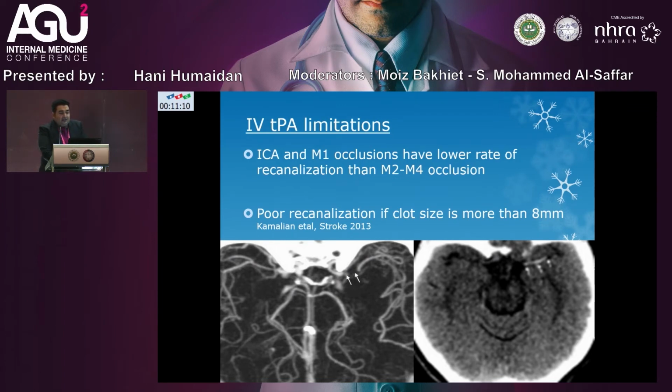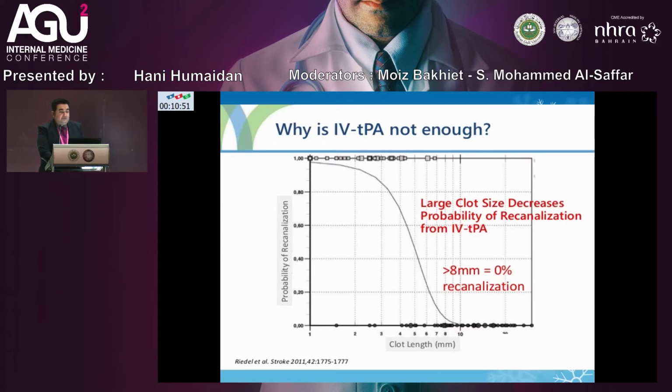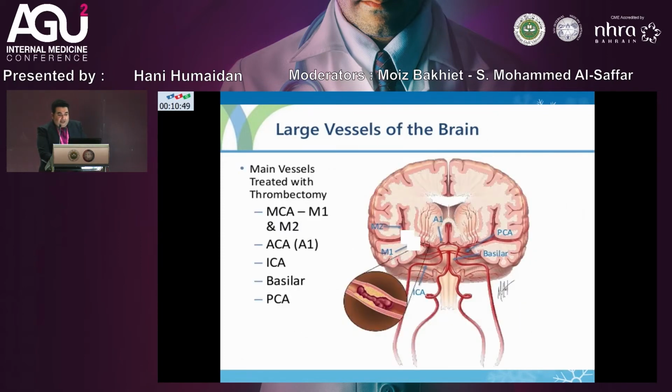Like we said, ICA and M1 occlusions have a lower rate of recanalization than M2 or M4, as well as the clot size. The magic number here is 8 millimeters. If it's more than 8 millimeters, it's very unlikely that it will recover with IV therapy alone, and they need mechanical thrombectomy. Again, it's shown in this slide. These are the large vessels, just to demonstrate: MCA, M1, M2, ACA, ICA, basilar, and the PCA.